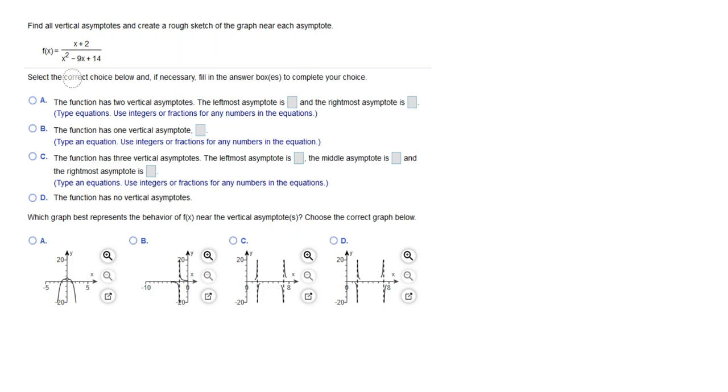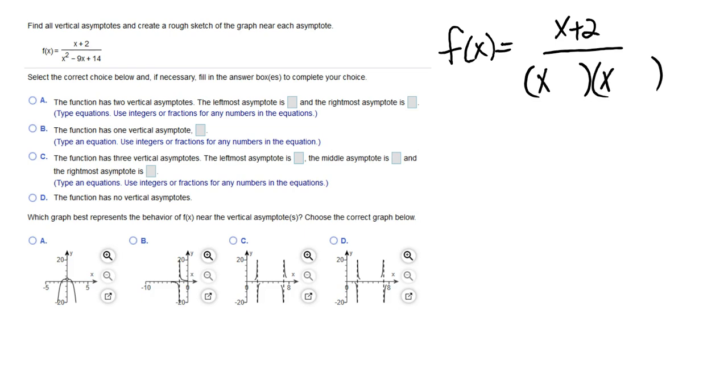asymptote. So our function is f of x equals (x plus 2) over (x squared minus 9x plus 14). Before we find the vertical asymptote, we have to make sure that our function is in lowest terms. So that means that we want to factor our denominator and cancel out any common factors that we have.